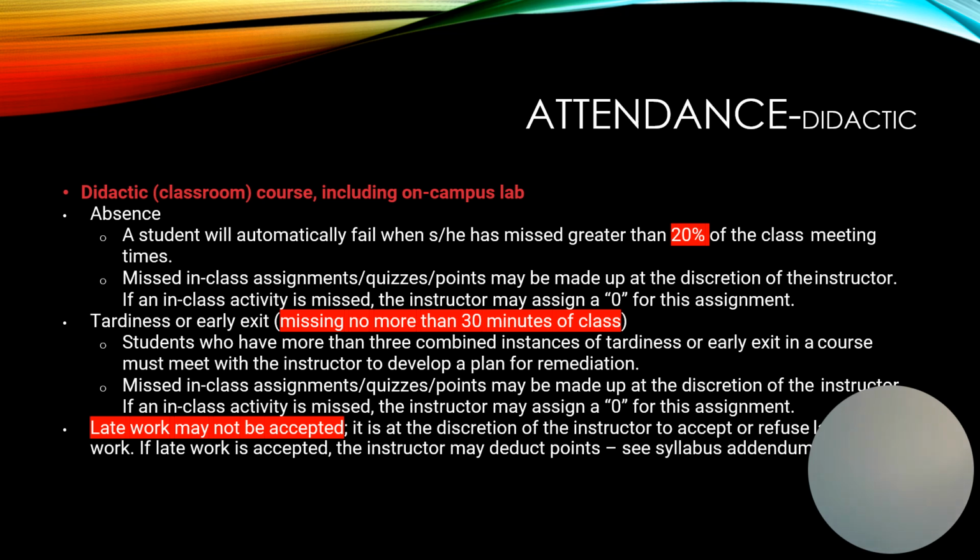In the didactic or classroom course, including on-campus labs, absences can add up. If you're tardy, we keep track of the time that you come in. If you miss a day, we keep track of that amount of time. And if you miss more than 20% of the class meeting time, you will automatically fail the course. Tardiness means missing no more than 30 minutes of the class, and this also includes early exit. Again, we keep track of the time that you arrive and the time that you leave.